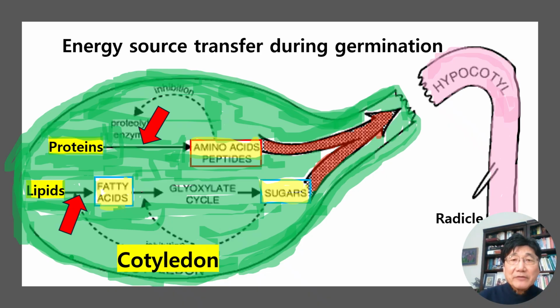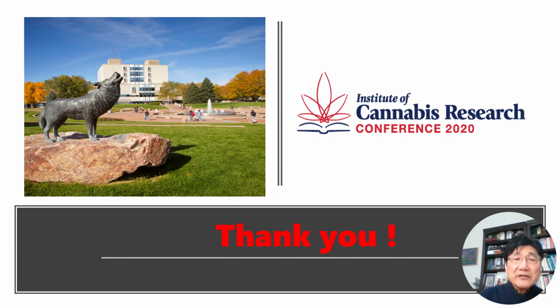In the germination of cannabis seeds, the stored substances are broken down into low molecular substances such as amino acids and fatty acids. Also, fatty acids are converted into sugar through the glyoxylate cycle and then moved to other locations. Eventually, the seed grows into a young seedling. In this unit, we looked at the seed germination of cannabis.